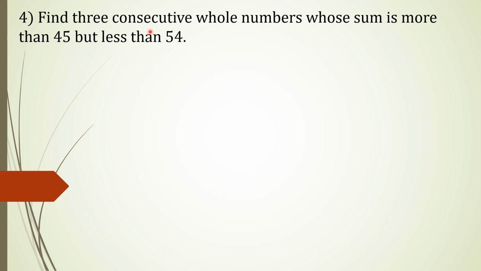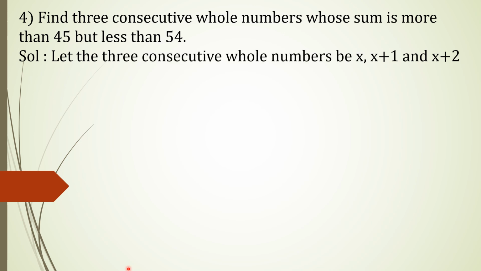So we need to find three consecutive whole numbers whose sum is more than 45. If you add the three numbers, then the sum would be more than 45 but less than 54. This is the condition. So the sum should be more than 45 but less than 54. Okay, now we'll start by assigning the variable. Let the three consecutive whole numbers be x, x plus 1 and x plus 2. So the first number we have taken as x, the next number will become x plus 1 and the third number will become x plus 2.